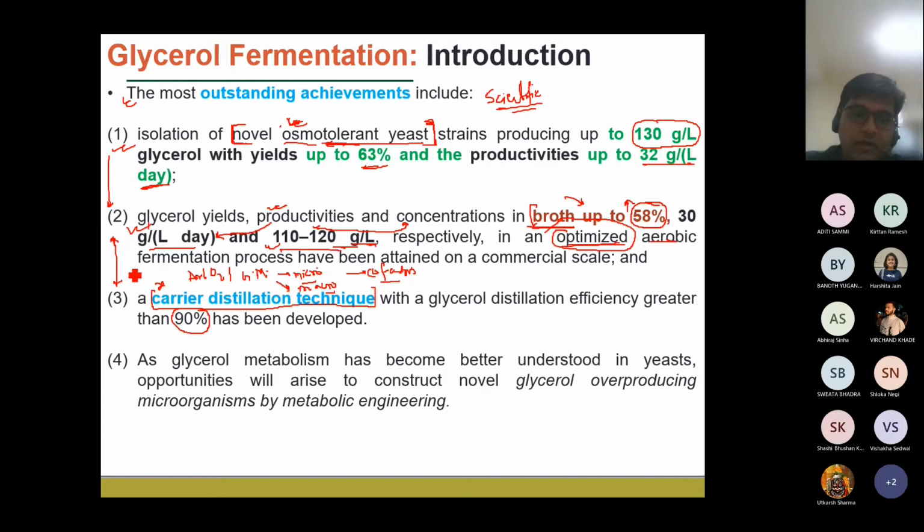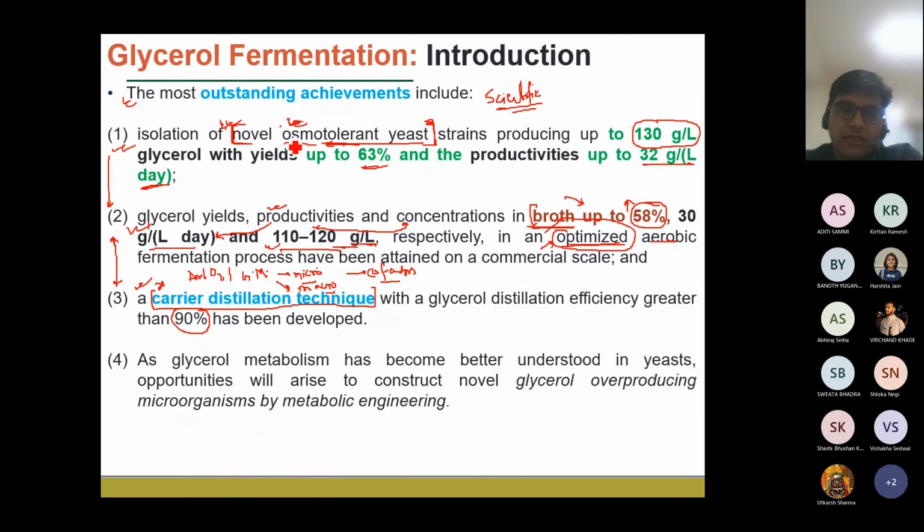especially in the development of novel strains, in the development of proper downstream processes based on the carrier distillation approach, and proper optimization tools to define statistical approaches, so that we obtain a very high concentration and productivity of your targeted biochemical, which is glycerol in this case.